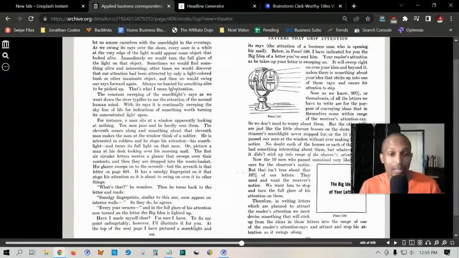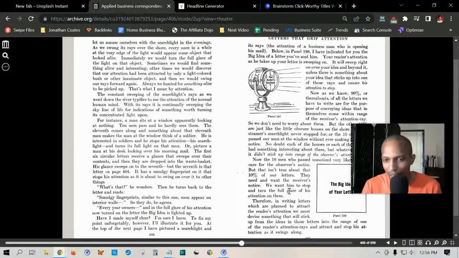Always we hunted for something alive to be picked up, and that's what he means by attention. So the constant sweeping of the searchlight's rays as we went down the river typifies to me the attention of the normal human mind. With its rays, it is continuously sweeping the skyline of life for indications of something worth turning its concentrated light upon. So, for instance, a man sits at a window apparently looking at nothing. Ten men pass it, and he hardly sees them. The 11th comes along, and something about the 11th makes the man at the window think of a soldier. He's interested in soldiers, and he stops his attention, his searchlight, and turns his full light on that man.